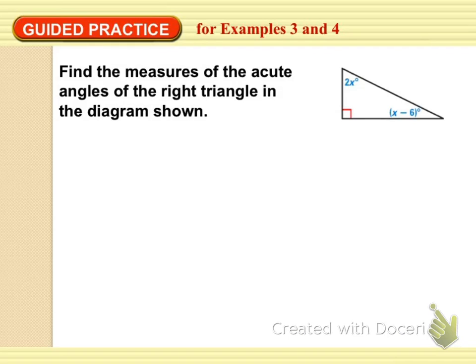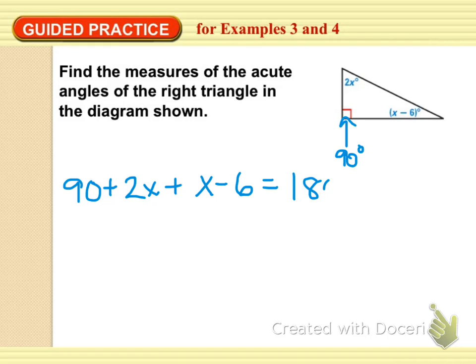All right, find the measures of the acute angles of the right triangle in the diagram shown. Okay, so we know that this one is our 90-degree angle because of the red box. So we have an expression, 90 plus 2x plus this whole expression, x minus 6 equals 180.